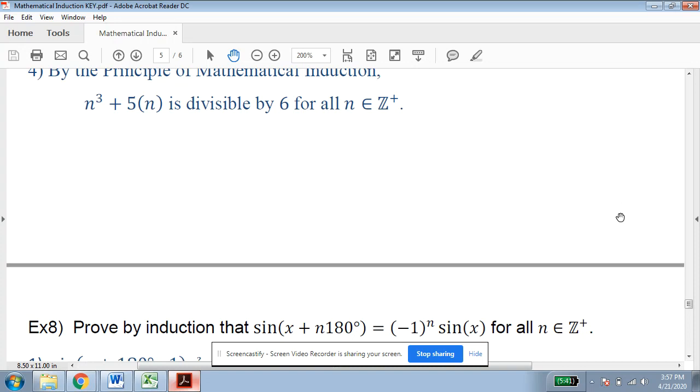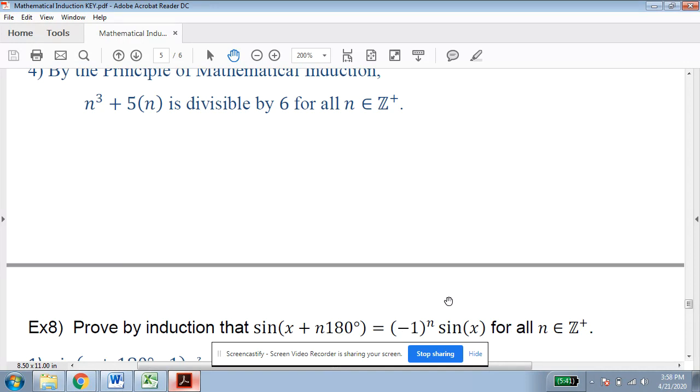All right, we are on example 8 in the principle of mathematical induction packet. I would take a few minutes and try it on your own. Pause the video now, see how far you get, and then once you get stuck, come back and finish watching this video.